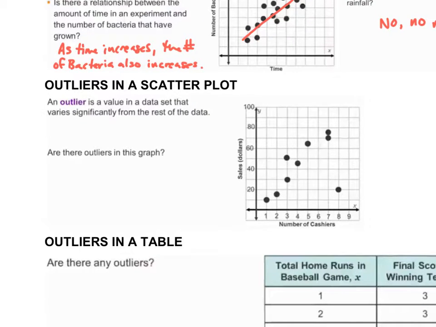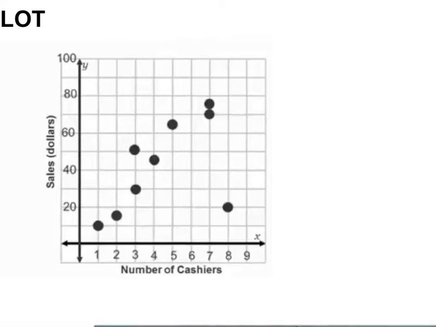Let's talk about an outlier. An outlier in a scatter plot is a point that varies significantly from the rest of the data. So if I wanted to look over here, our x-axis is the number of cashiers in a store, and then the sales that store has in dollars. One thing that we understand here is that we do have a cluster, that there is a trend where if you have more cashiers, then that probably indicates that you are making more sales, therefore you have to hire more cashiers.